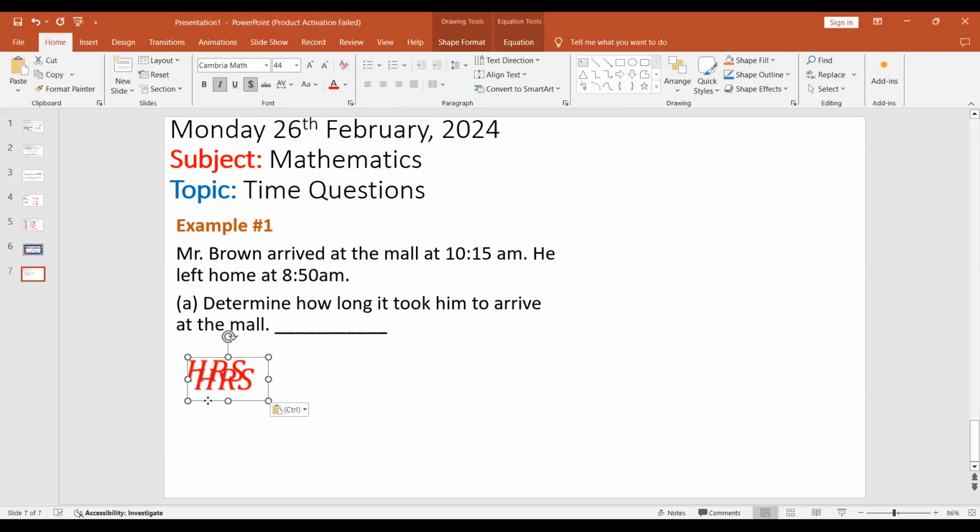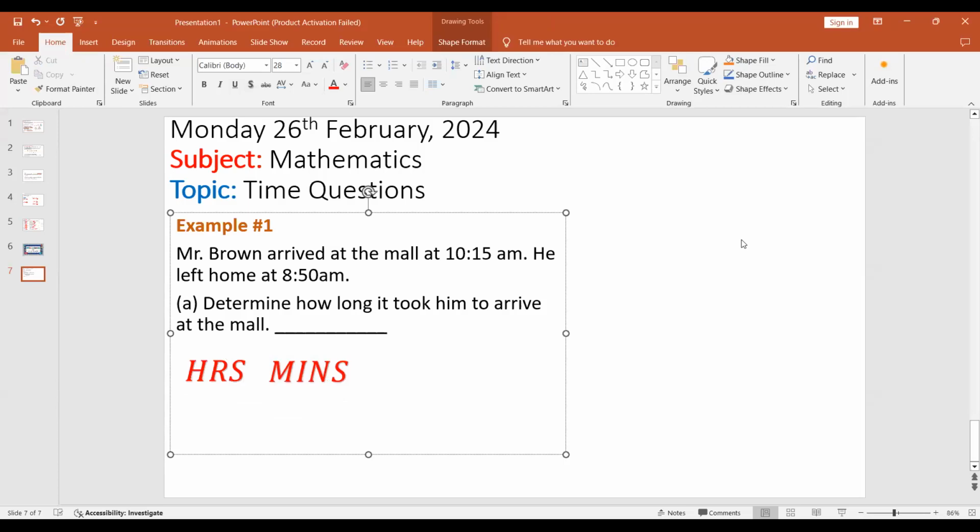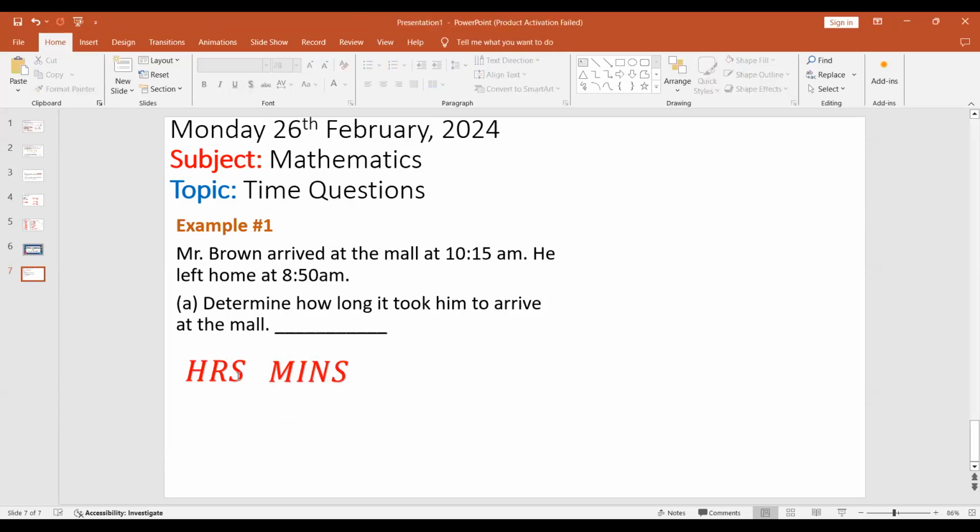Go ahead. Do you subtract 850 from 1015? No, the other way around. So we're going to subtract 850 from 1015. Very good. This is very important: you always put the time you arrive first. In this case, what time did he arrive at the mall? 10:15.